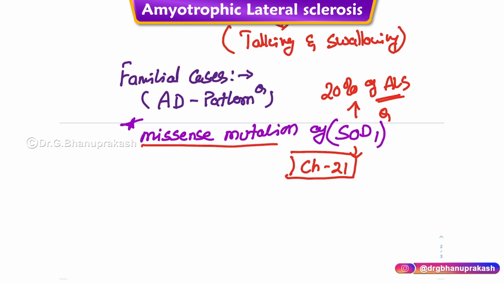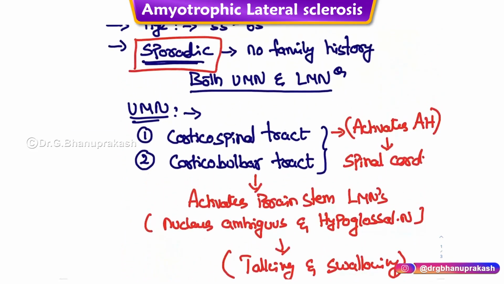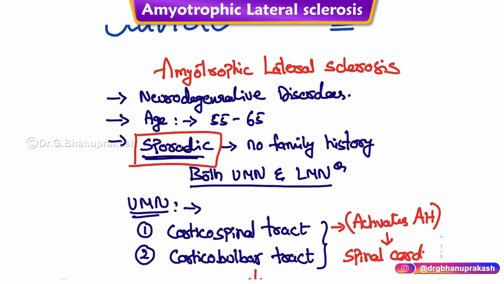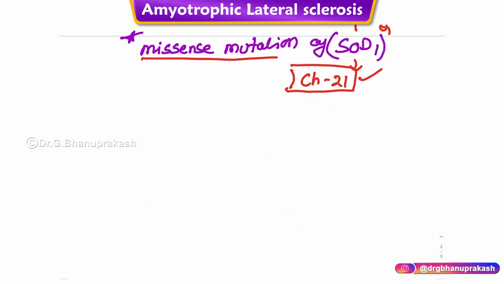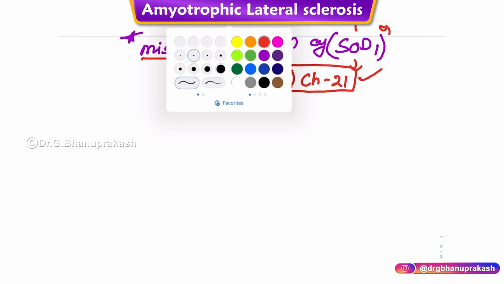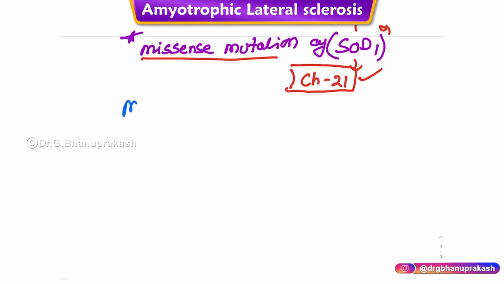And remember the point that SOD1 gene is present in chromosome number 21, and it is involved in 20% of the cases of ALS. So this is what we need to know about the important points regarding the amyotrophic lateral sclerosis etiology. Now let us move on to the morphological features. We have to discuss in a little bit more detail here.